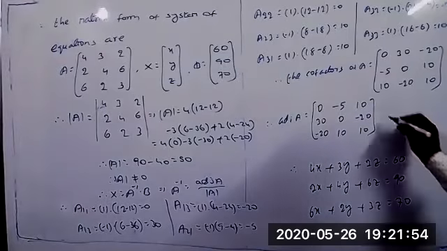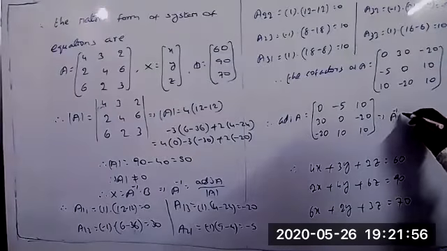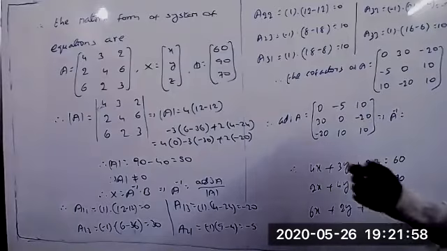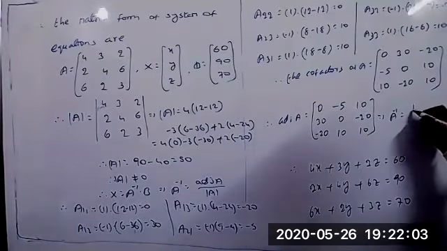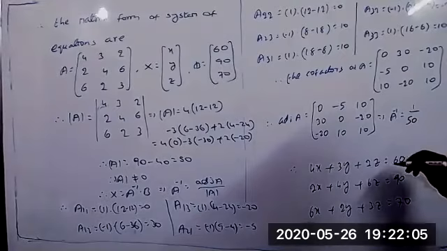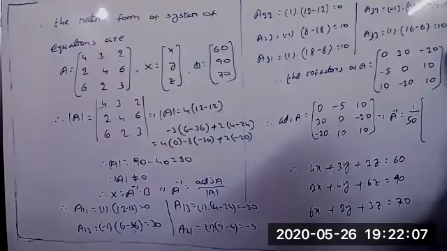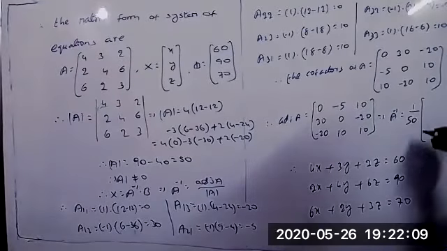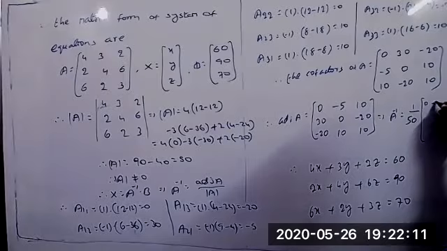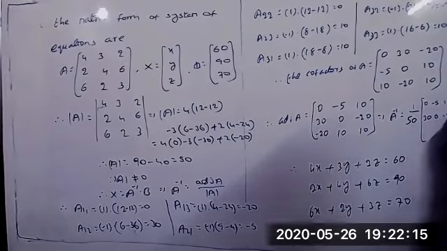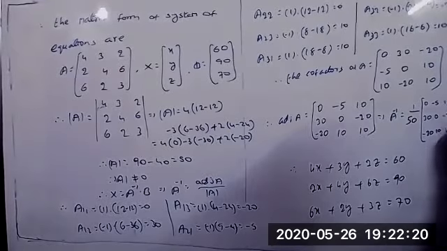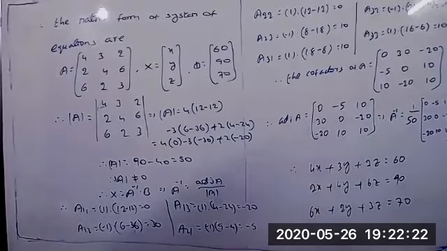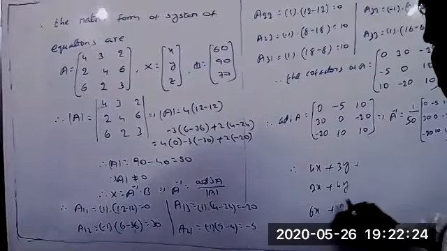Now you can find A inverse. A inverse equals adjoint A by determinant of A. The determinant of A, as we just got, equals 50. So A inverse equals 1 by 50 into 0, minus 5, 10, 30, 0, minus 20, and minus 20, 10, and 10. This is the inverse.